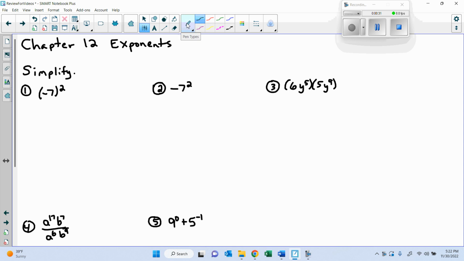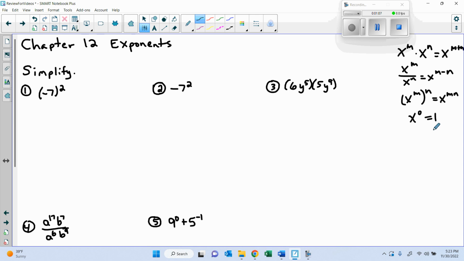We would have, if you are multiplying with exponents and you have the same base, you add the exponents. If you are dividing and again you have the same base, you subtract the exponents. If you raise a power to a power, you multiply the exponents. If you raise anything to the 0, you get 1, except 0 to the 0. Can't do that, but anything else to the 0 is 1.